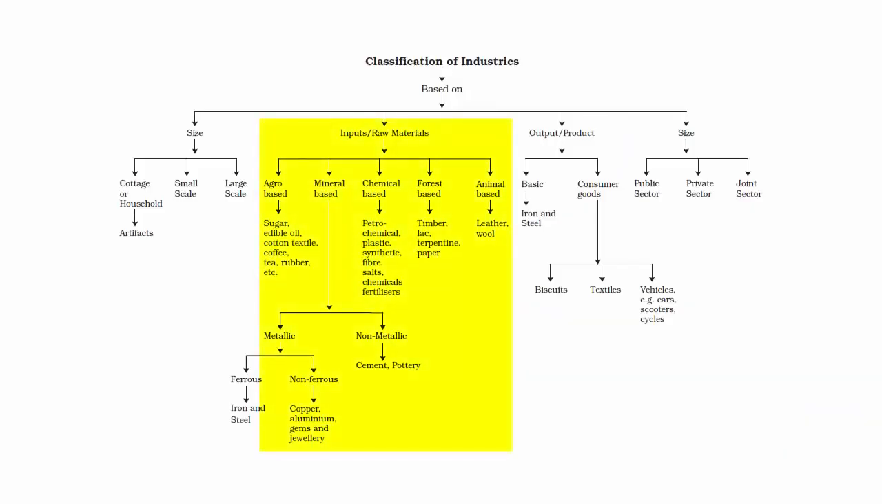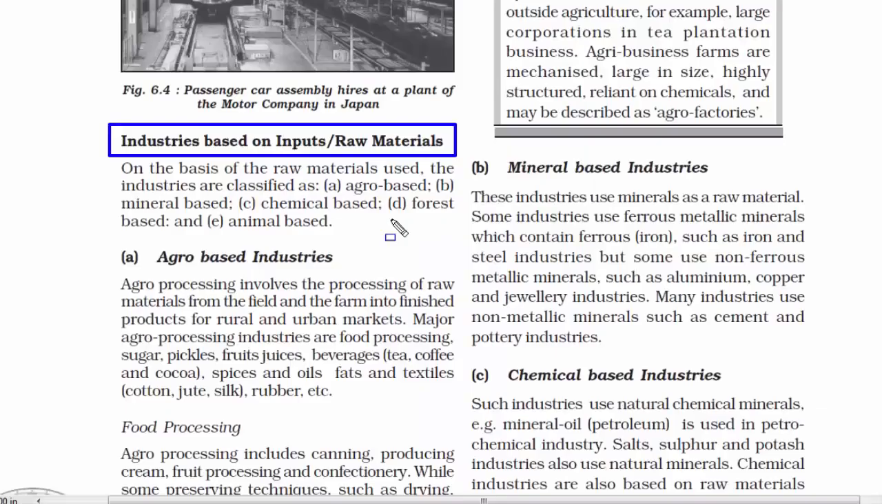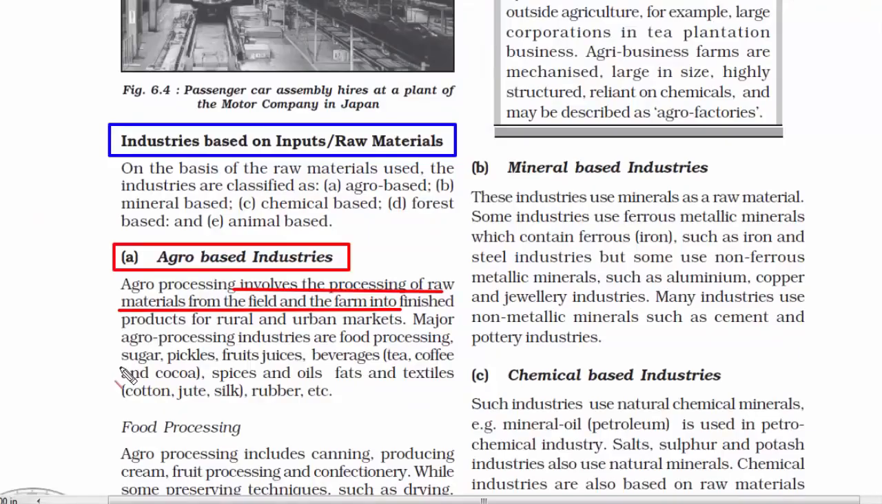Now let's understand industries based on inputs, raw materials. As raw materials are the basic requirement for any industry to grow, we will break down the industry based on the raw materials they use. Under this, the first one is agro-based industries, meaning agricultural raw materials. Most of the raw materials come from the field and the farm, and they are made into finished products for rural and urban markets. The kind of industries that fall in this category are food processing, sugar, pickles, fruit juices, beverages like tea, coffee and cocoa, spices and oils, and textiles like cotton, jute, silk, rubber, etc.